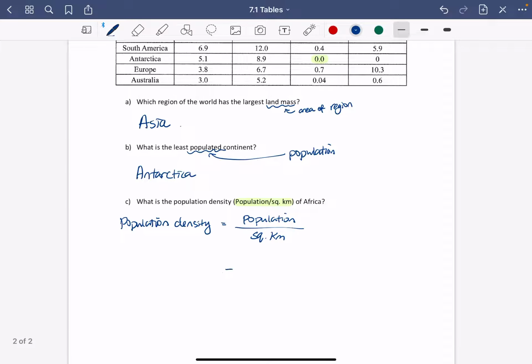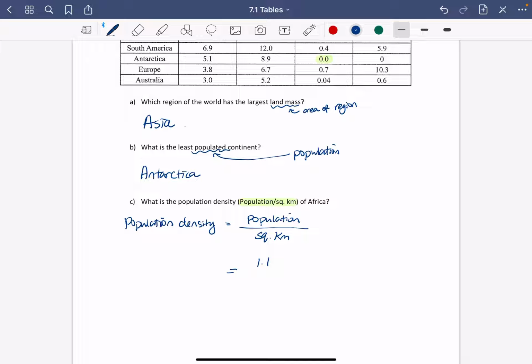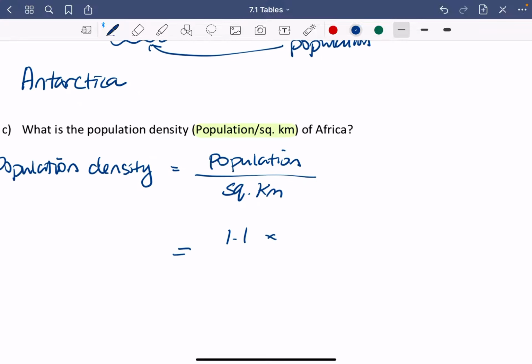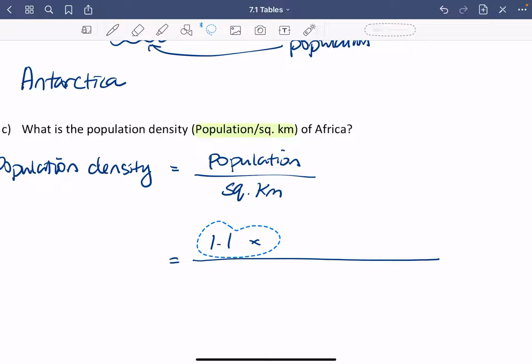So when you do population, you cannot just write 1.1. You have to write 1.1 billion. And how do I change 1.1 billion to the actual numbers? Well, we need to multiply 1.1 by a billion. 1.1 times a billion will be 1.1 billion.